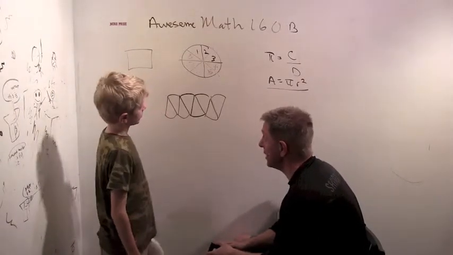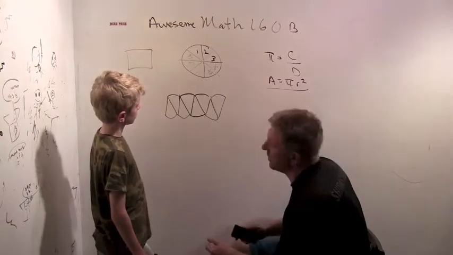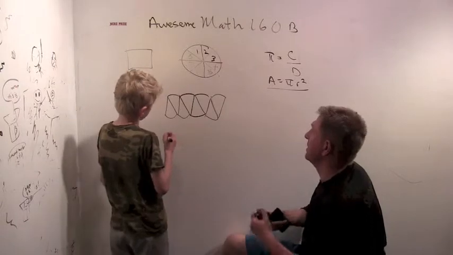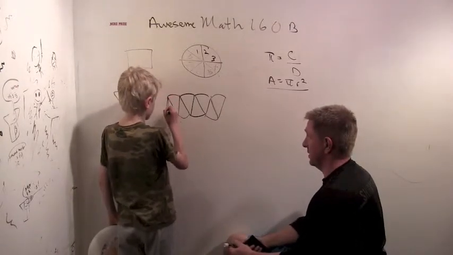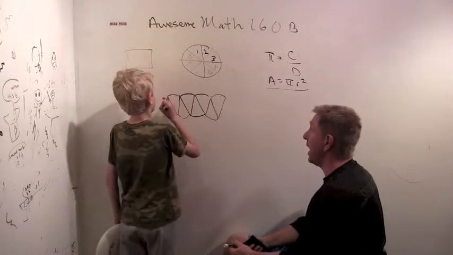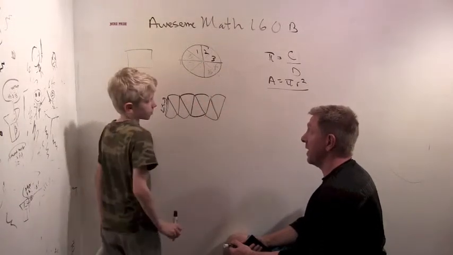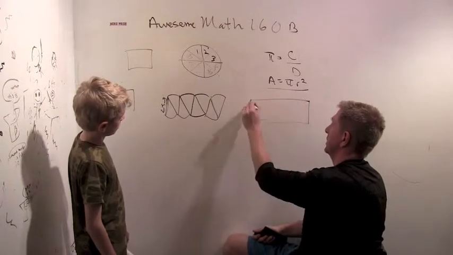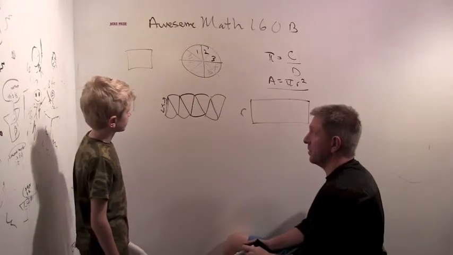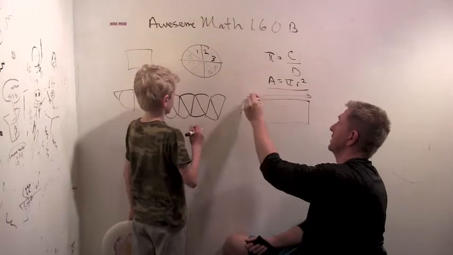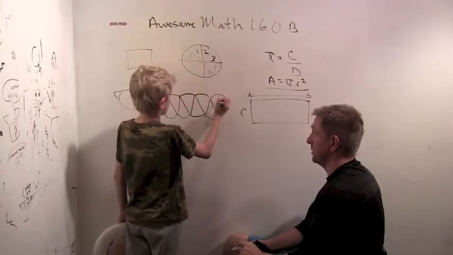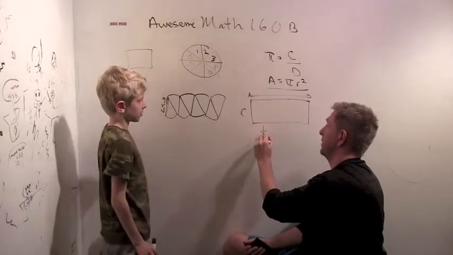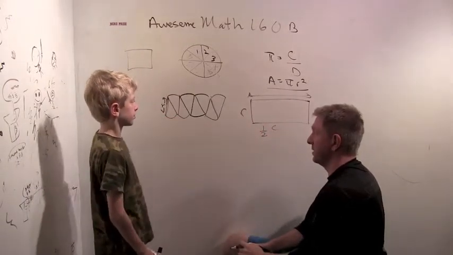What do we notice about this shape? If that was a rectangle, what could we say about it? Well, we know this side here, this is the radius. So if it was a rectangle, the height of the rectangle might be the radius. What about the length of the rectangle? The length of the rectangle is going to be 1/2 the circumference, because the other half is on this side. 1/2 the circumference. So what's that area?